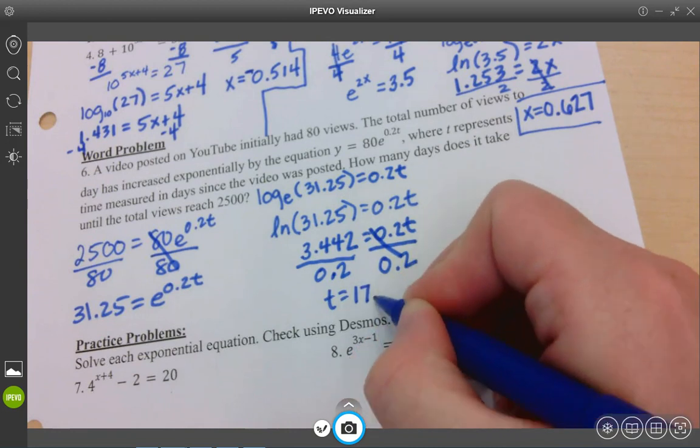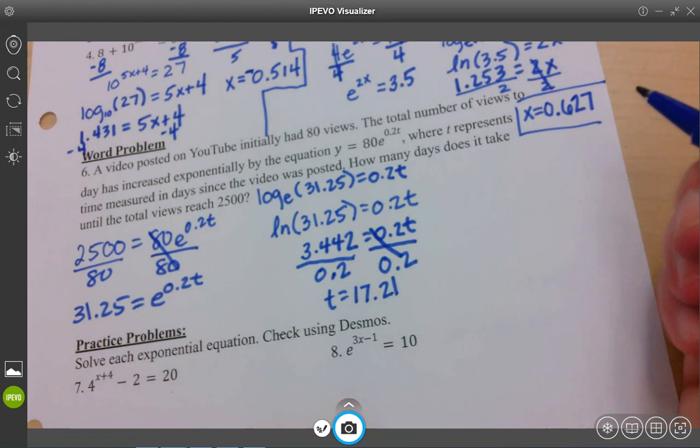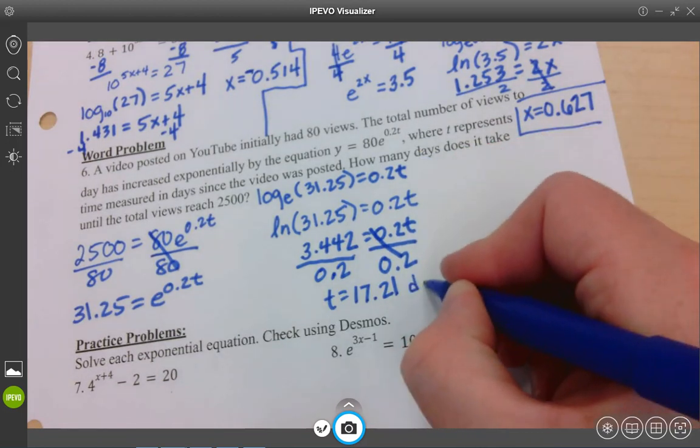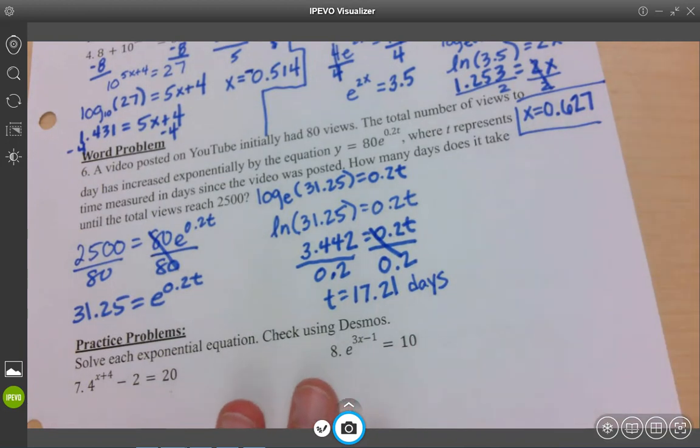What did I find out? 17.21 what? Days. Yeah, days until you have those views. So remember in rounding to think about if your answer is legit. In this case, you could have 0.21 days because it might not happen right at midnight. It might happen 0.21 throughout the day.